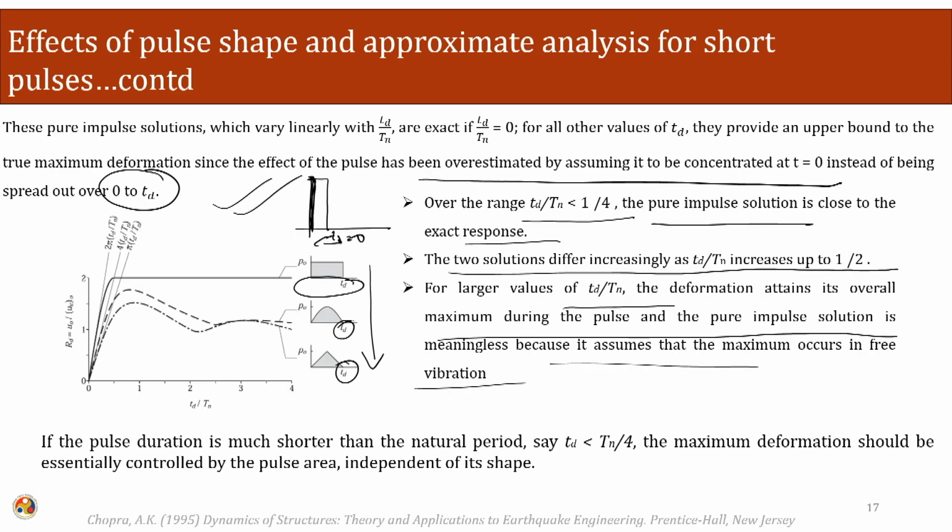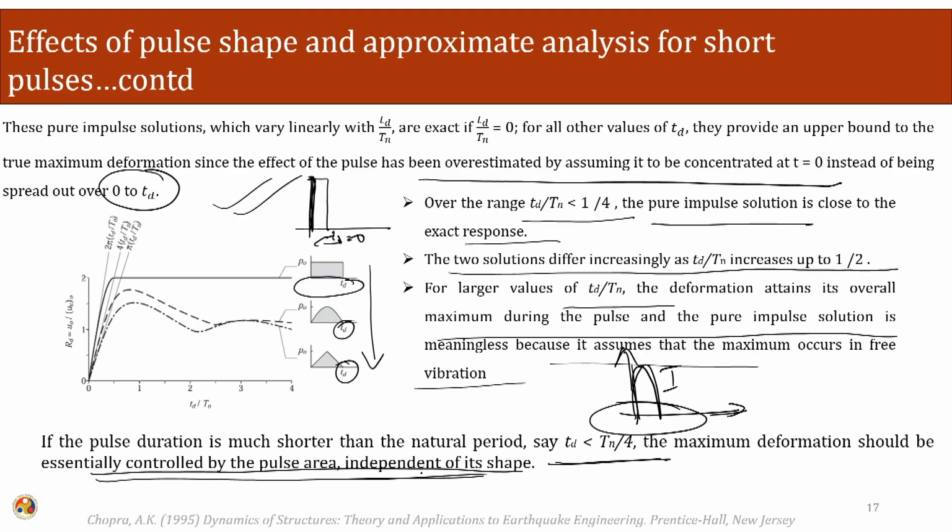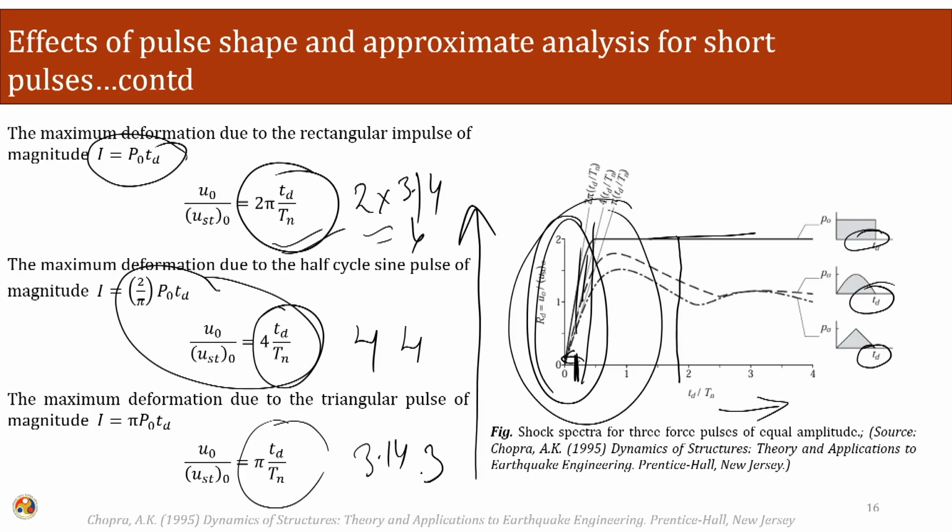So if the pulse duration is much shorter than the natural period, say Td is less than Tn over 4, the maximum deformation is essentially controlled by the pulse area, independent of its shape. It means that if the loading is very rapid, then it is well approximated by the impulse loading, and the maximum deformation is essentially controlled by the pulse area. It becomes a case of pure impulsive loading, where these solutions can be used.